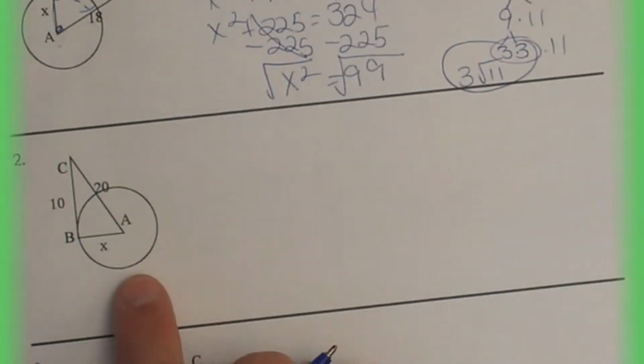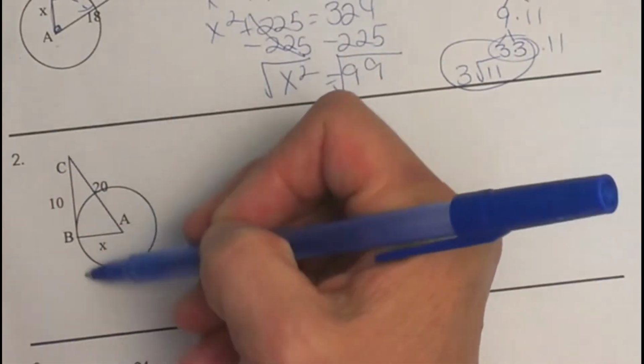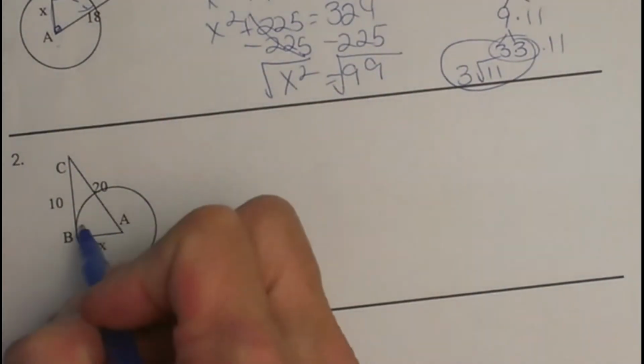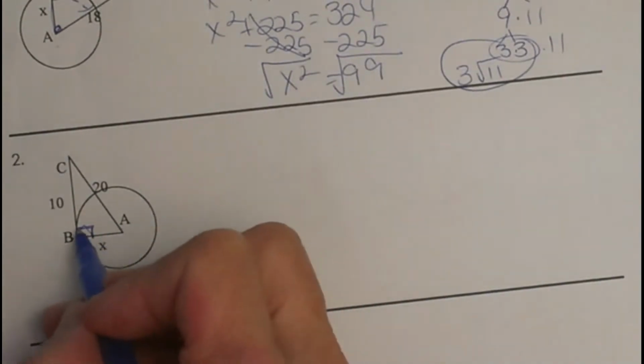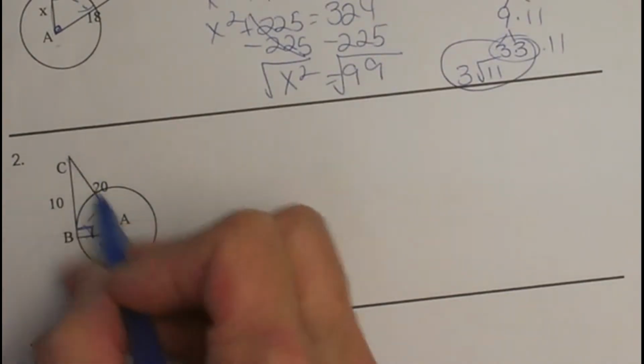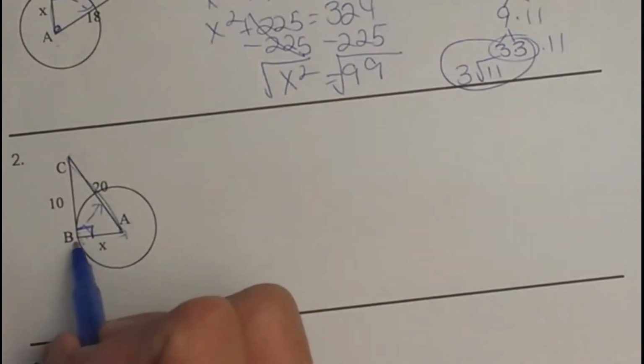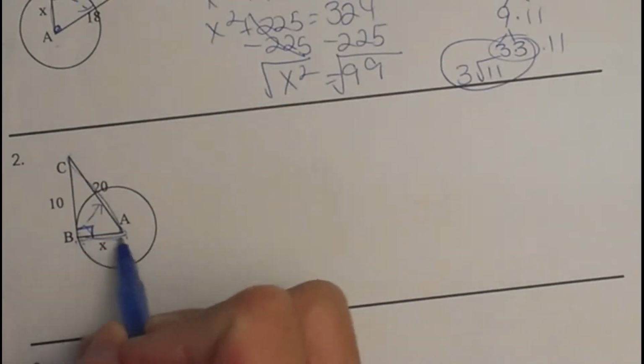First thing I want to do is figure out where's my right angle. Well, here's my line of tangency and here's my radius. So where they meet on the circle, that's my right angle. Okay, so here's my right triangle, and across my right angle, that's the hypotenuse. So 20 is my hypotenuse, 10 is a leg, and the radius right here, x, is a leg.